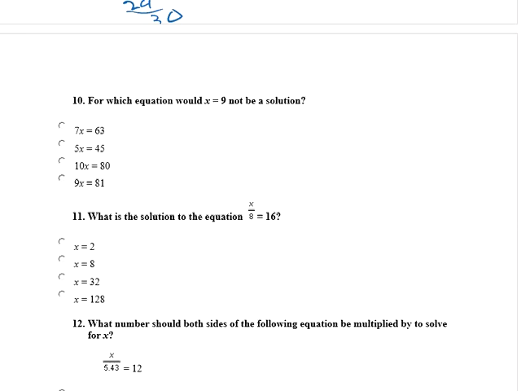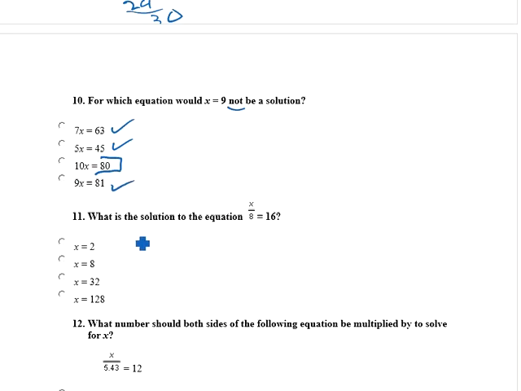Okay, 10 and 11. For which equation would x equal 9 not be a solution? Where's my pen? Okay, put 9 in here. 9 times 7, 63. That works. Put 9 in here. 5 times 9, 45. That works. Put 9 in here. 10 times 9 is 90. Not 80. You're wrong. All right, and this one works.